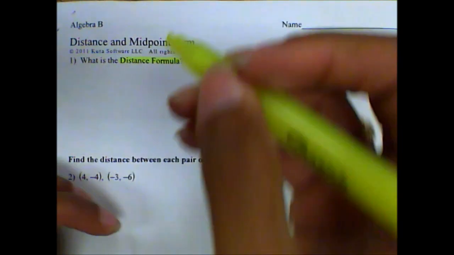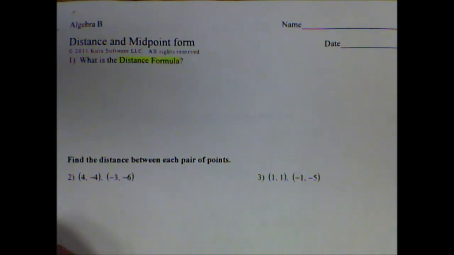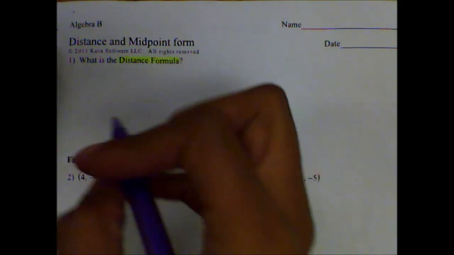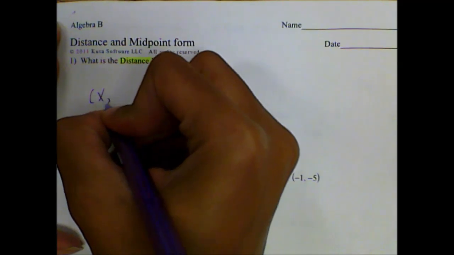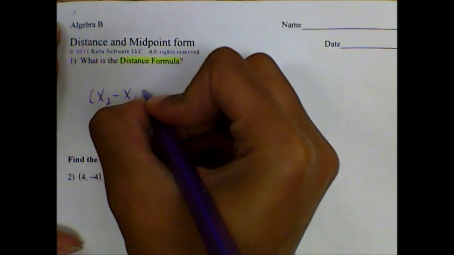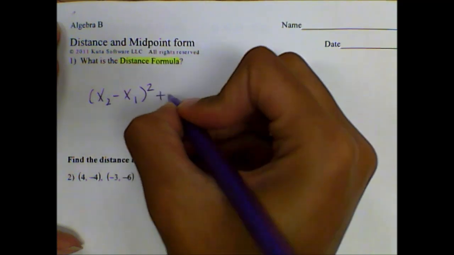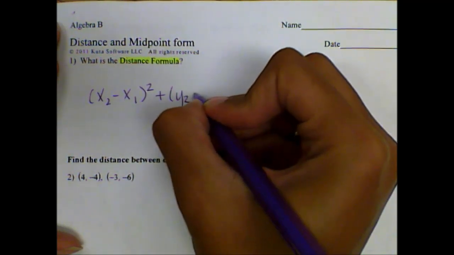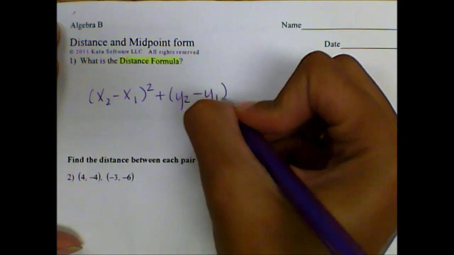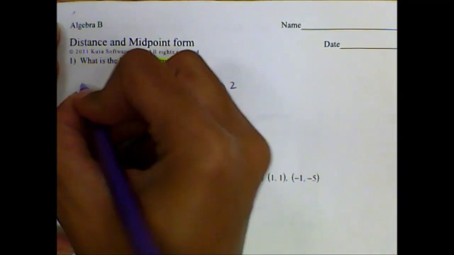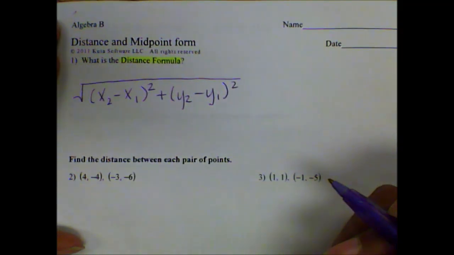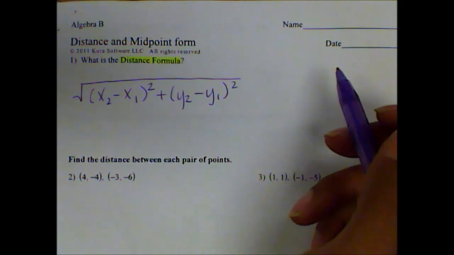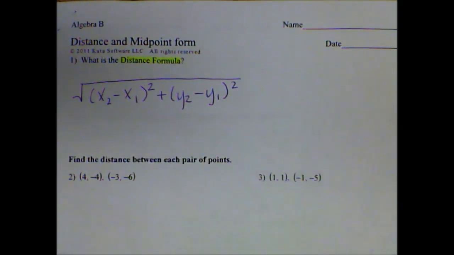Now, if you have your notes or your composition notebook, you can write the distance formula right here. If you don't, I'm going to go ahead and write it for you. So the distance formula is x2 minus x1 squared plus y2 minus y1 squared, and we're going to find the square root of all of this. Okay, so go ahead and take a moment and write this formula down. And again, you're going to find the square root of everything inside.